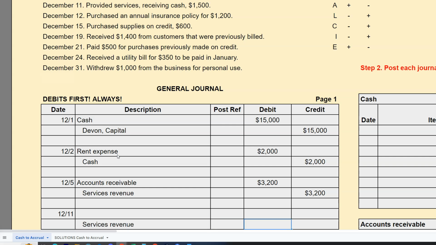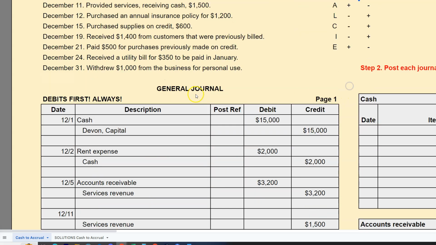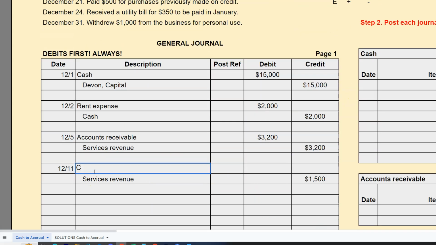Services revenue for $1,500. However, in this one, our customers are paying us immediately. We are receiving cash. So I know this debit is going to be cash, but let's analyze it. Cash is being affected. Our customers are giving it to us, so it's increasing. Cash is an asset. So let's apply ALSI. Asset going up, debit. But really, we could have just filled that in if we were feeling confident.